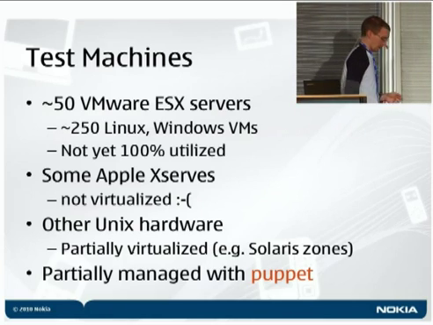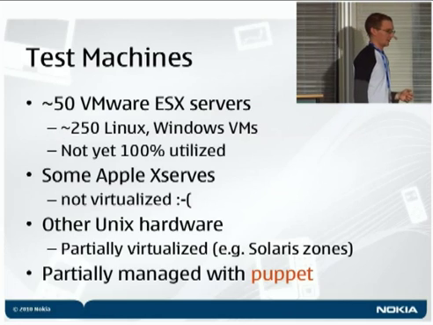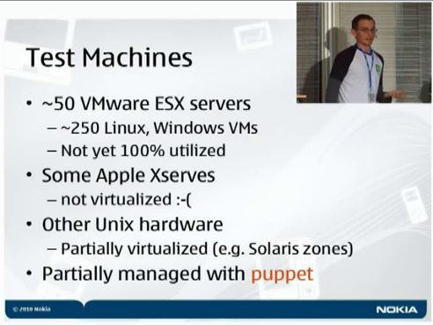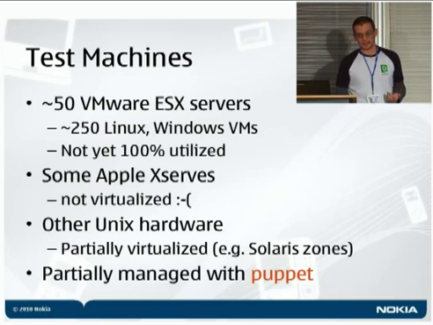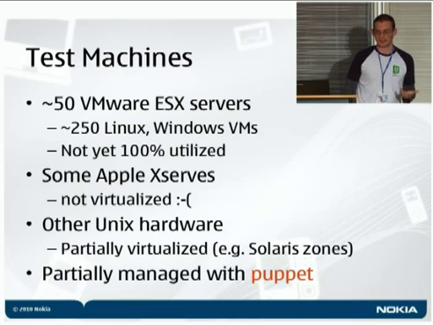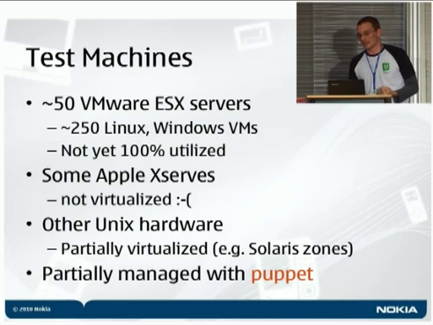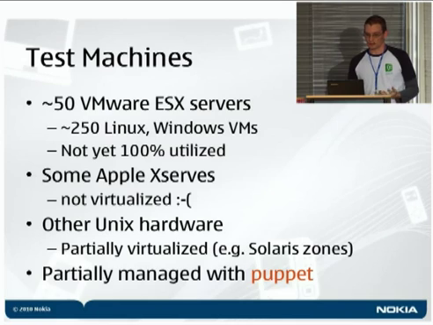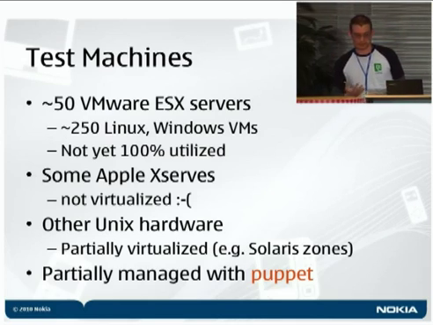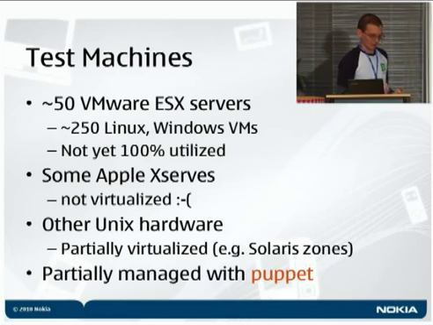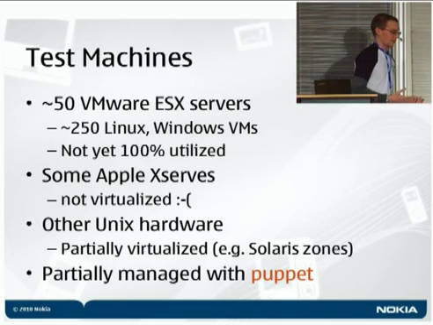Okay, so another part of the picture is, of course, the machines that we are doing these tests on. Basically we have 50 VMware ESX servers. I don't know the exact specs of them, but suffice to say they're quite powerful. And on these, we currently have about 250 Linux and Windows virtual machines running. These are not fully utilized yet.